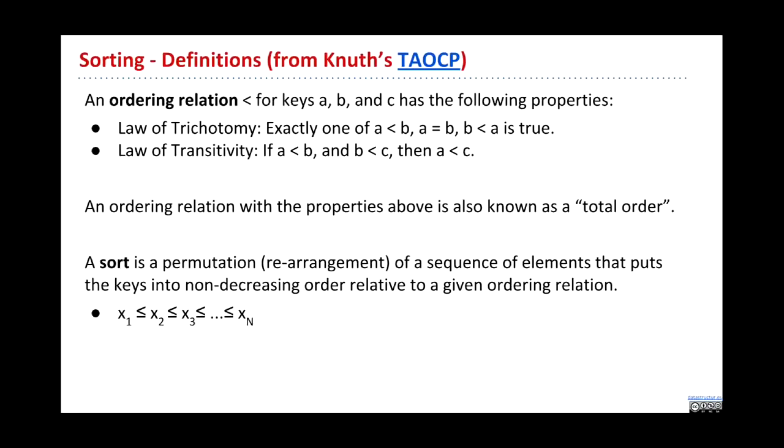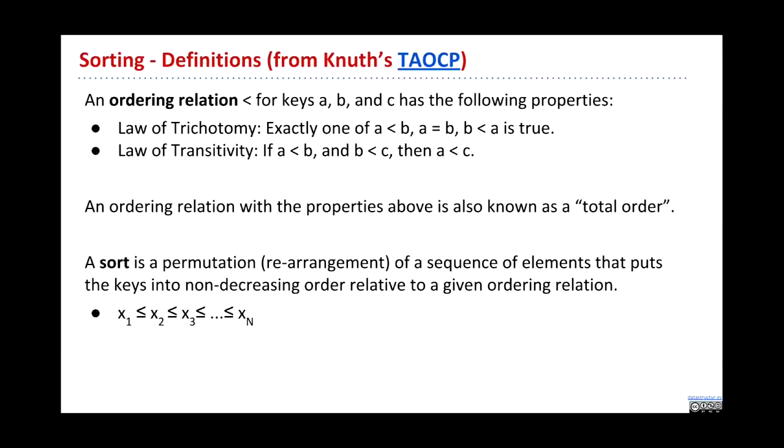So he says we have an ordering relation less than. We define a notion of less than on keys A, B, and C, and it needs to have 2 properties. One, it needs to be trichotomous. I didn't know that term before I saw it in Knuth's book, but he basically says exactly one of these 3 things must be true: A is less than B, A is equal to B, or B is less than A. And we also need it to be transitive.